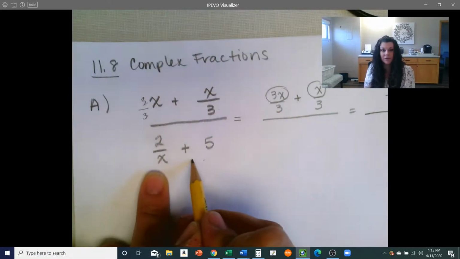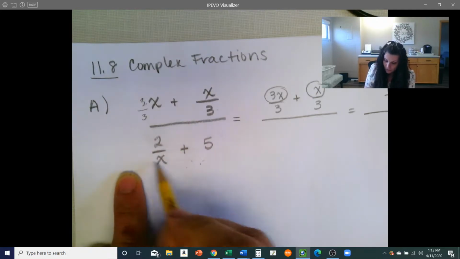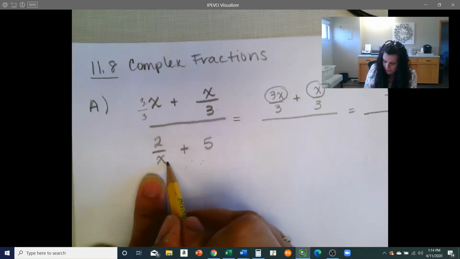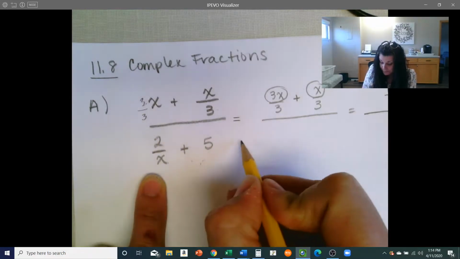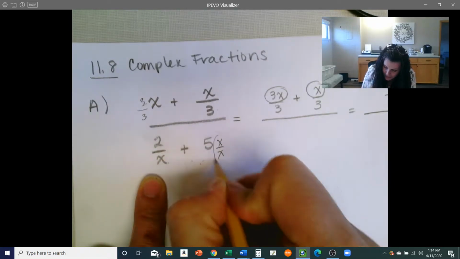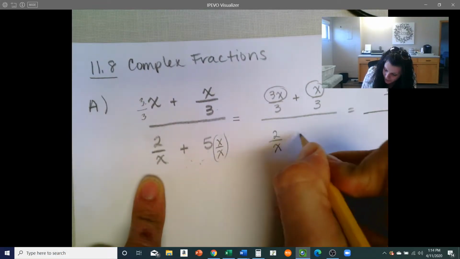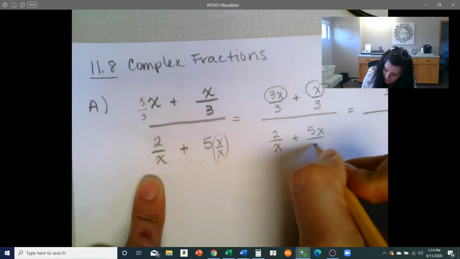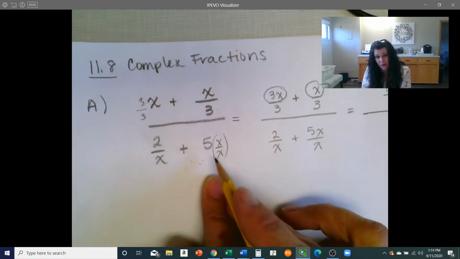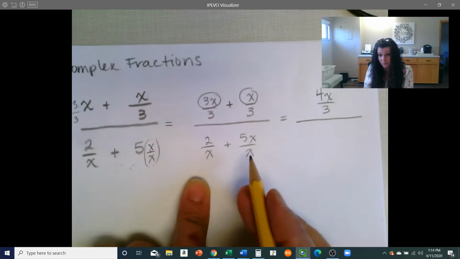Okay, now I'm going to look in the top and the bottom at my denominator. That's its own rational expression here that we have with our 2 over x plus 5. So I'm going to multiply this by x over x. So I have 2 over x plus 5x over x. So now I have a common denominator. Okay, all I did was multiply by 1, but that was to give me a common denominator.